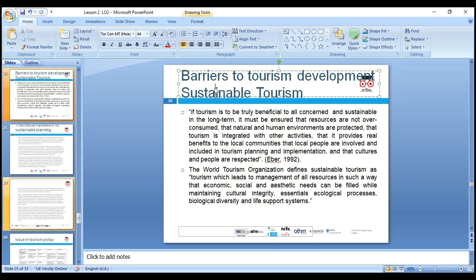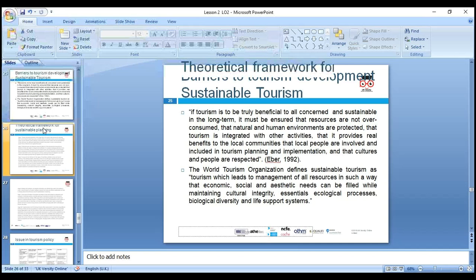The World Tourism Organization defines sustainable tourism as that which leads to the management of all resources in such a way. So normally we say three M's of resources. Three M's mean manpower, money, monetary resources, and material, and all other assets, so we use them effectively. That will help maintain cultural integrity, essential ecological processes, biological diversity, and life support systems. We need to make sure we go through all of it.